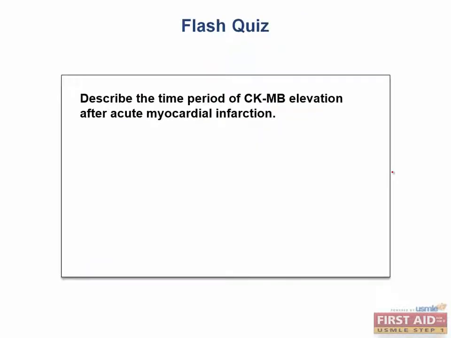All right, here we go with the flash quiz. Describe the time period of CKMB elevation after an acute myocardial infarction. When you think about cardiac markers, always remember that troponin I is the most specific, so any questions about CKMB should make you think that they're asking you about reinfarction.